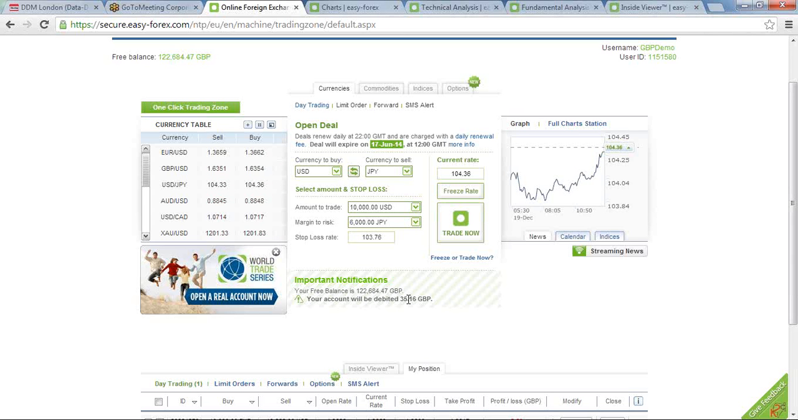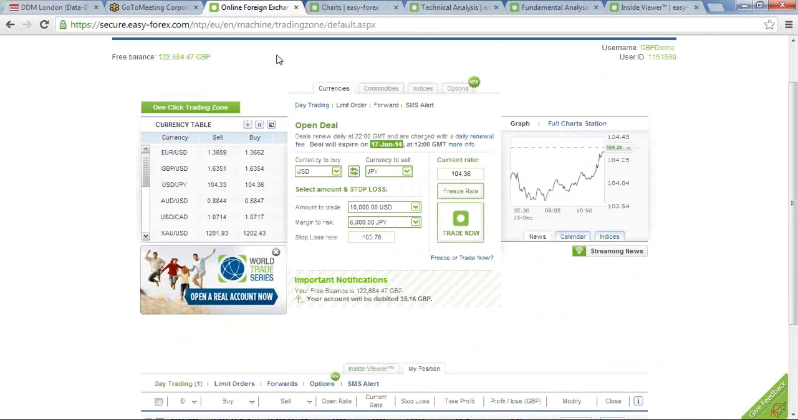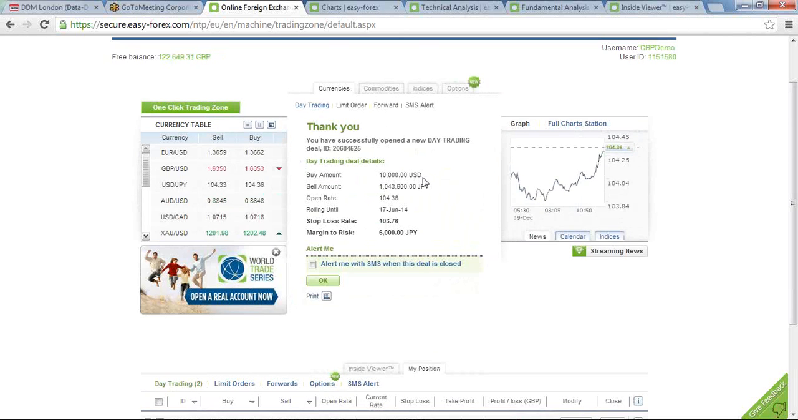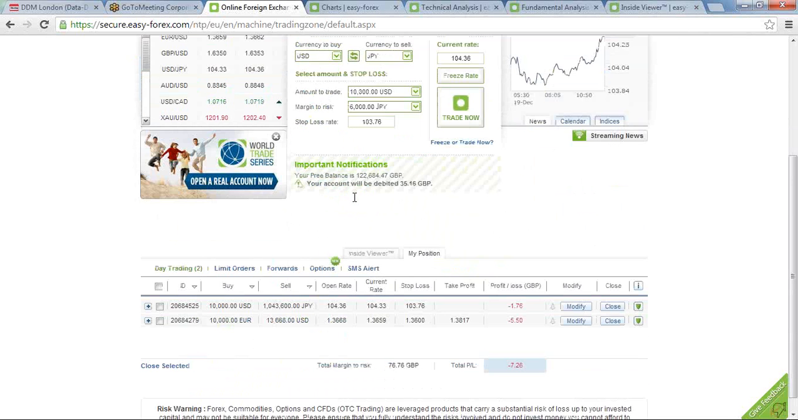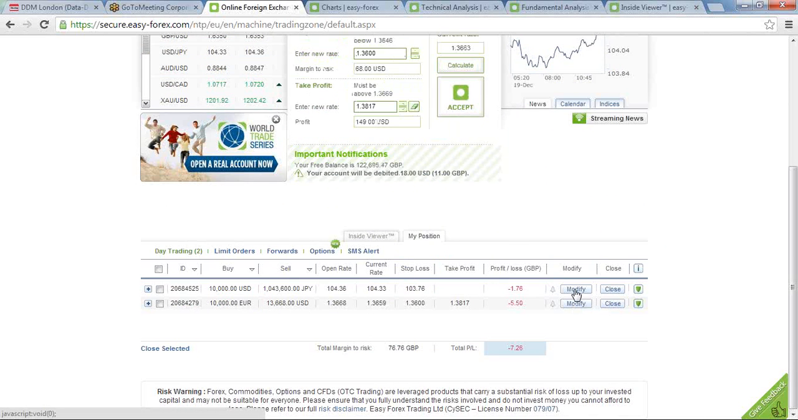I'm comfortable with that. And if it moves down 50 pips from 104.36 down to this automatic stop loss is set at 103.76, I'll lose £35. 103.76 is their stop loss. I'm going to go for 103.7, so it's going to be a bit more than the £35, but I'm happy with it anyway. Click on trade now. It confirms what we've done. Bought dollar, sold yen.